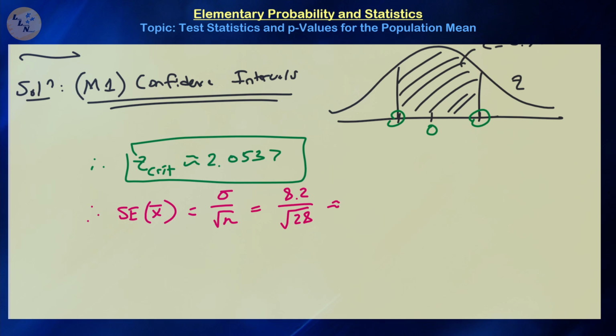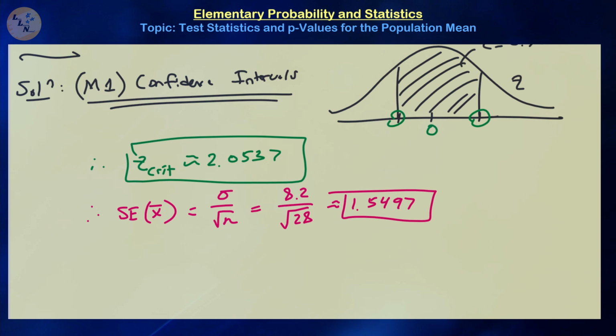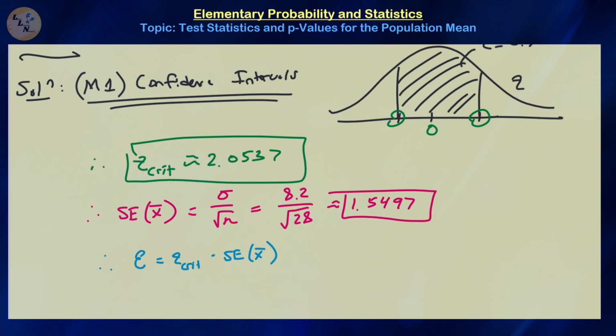Therefore, this is going to come out to approximately 1.5497. So that's the standard error of the estimate associated to using x bar as an approximation for mu. And the next thing that we need to calculate is the margin of error. Remember, the margin of error for a z distribution is going to be the z critical value times the standard error of our estimate. Once you multiply those two numbers together, you're going to have a margin of error of approximately 3.1826.